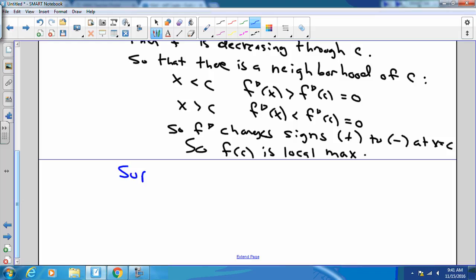Well, the second part of the argument is going to look really similar. Suppose f prime of c equals 0, and f double prime of c is greater than 0. And then what can I say? Somebody construct my argument for me.